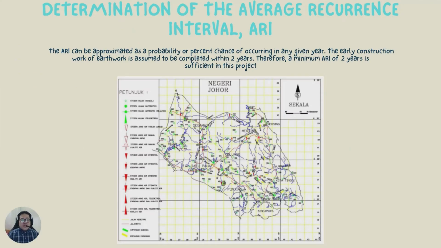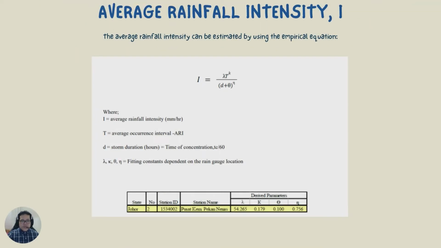So the first one is the ARI. The ARI can be approximately estimated as a probability or percent chance of occurring in any given year. The early construction work of a project is assumed to be completed within 2 years. Therefore, in our IDP1 project, we will be using an ARI of 2 years, which is sufficient for this project.